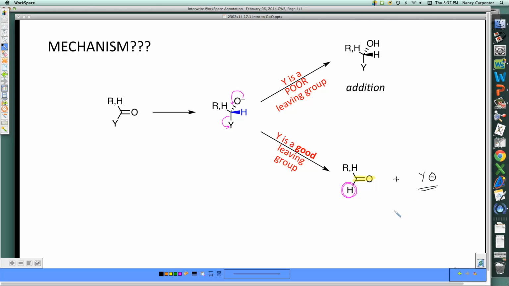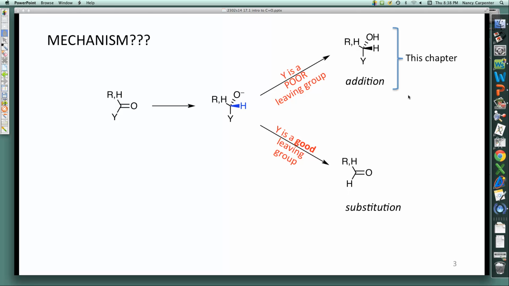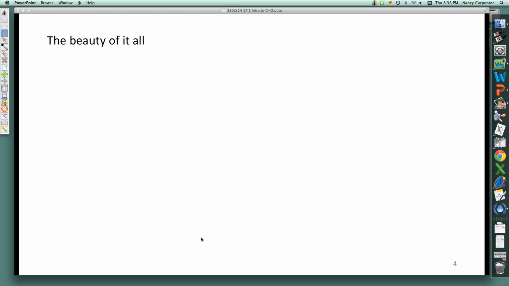So there's two main mechanisms for like the next 4 chapters. The addition reaction shown up above, and this reaction, which is substitution. This chapter focuses solely on addition, and then chapters 21 and 22 look at the substitution reactions.